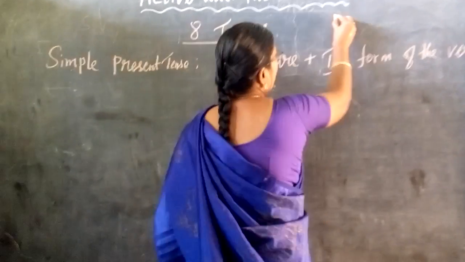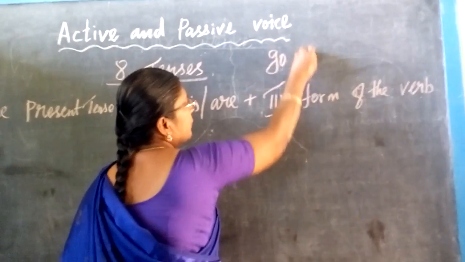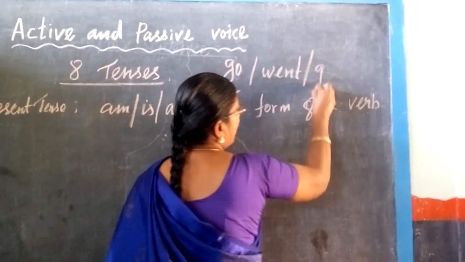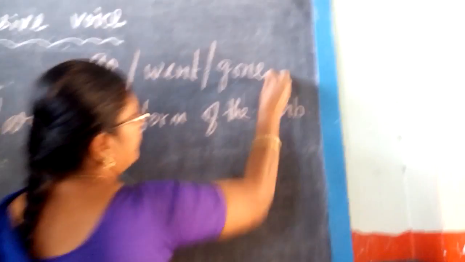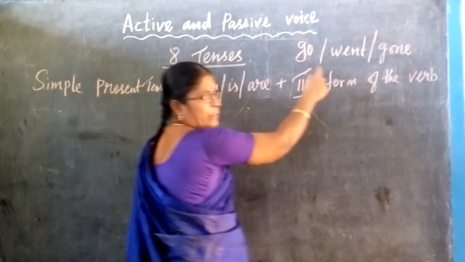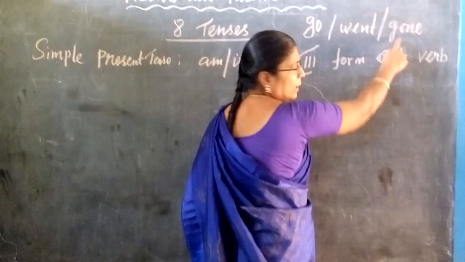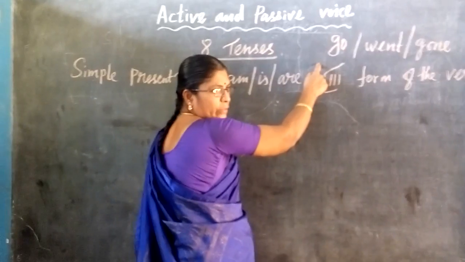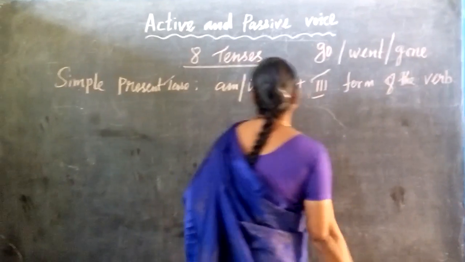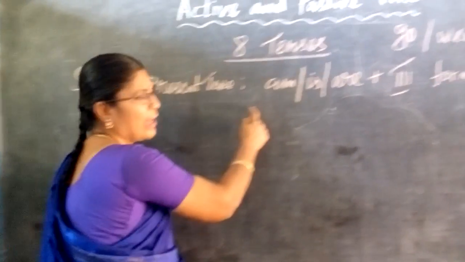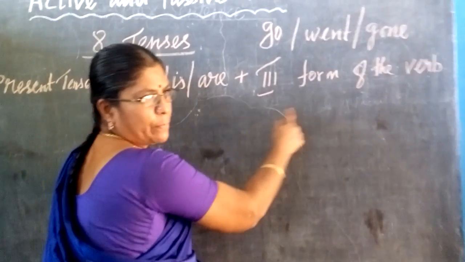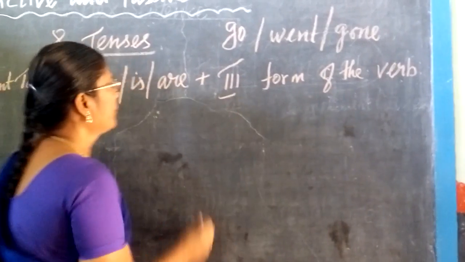For example, go is a present tense, went is a past tense, gone is a past participle of the verb. Go, went, gone: present tense, past tense, past participle. What is it called? First form of the verb, second form of the verb, third form of the verb. So we are applying the formula am, is, are plus past participle of the verb.